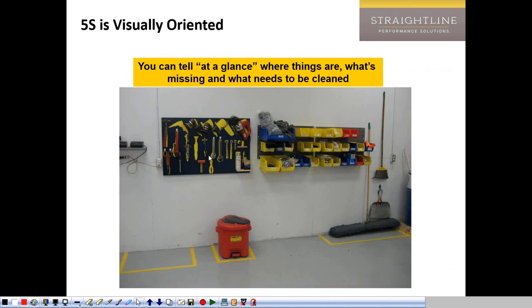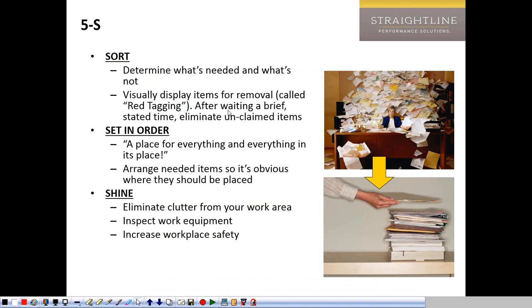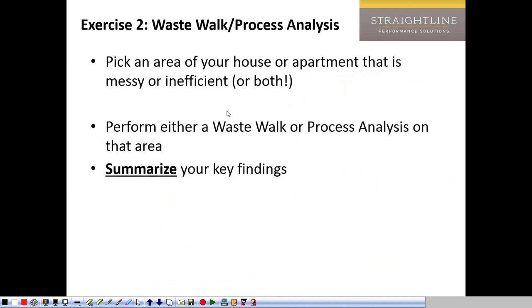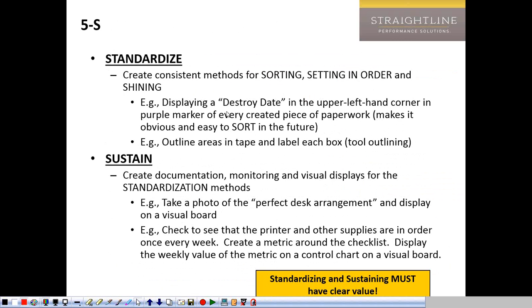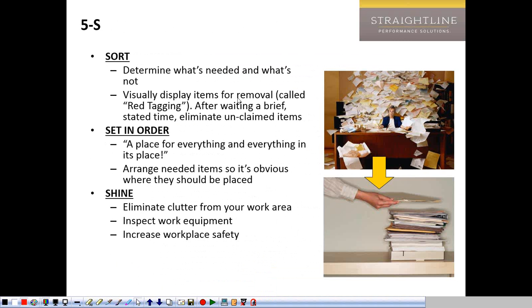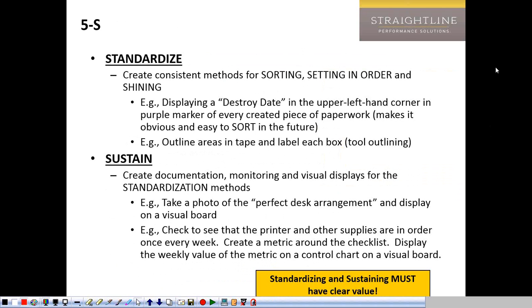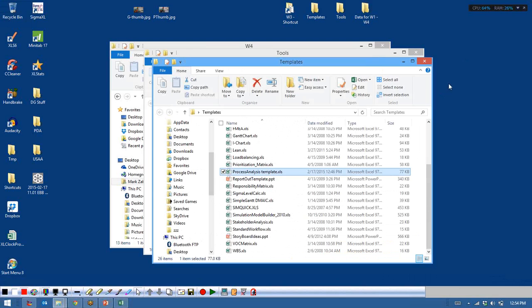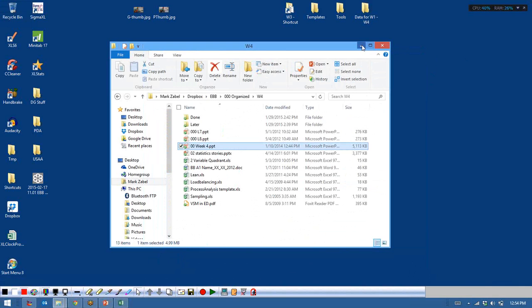Okay, and you can tell at a glance what's there and what needs to be cleaned and so forth. Let me see if I can find an example. Oh, I didn't give an example. I'll try and give you an example. Maybe I'll be called to task on this one.